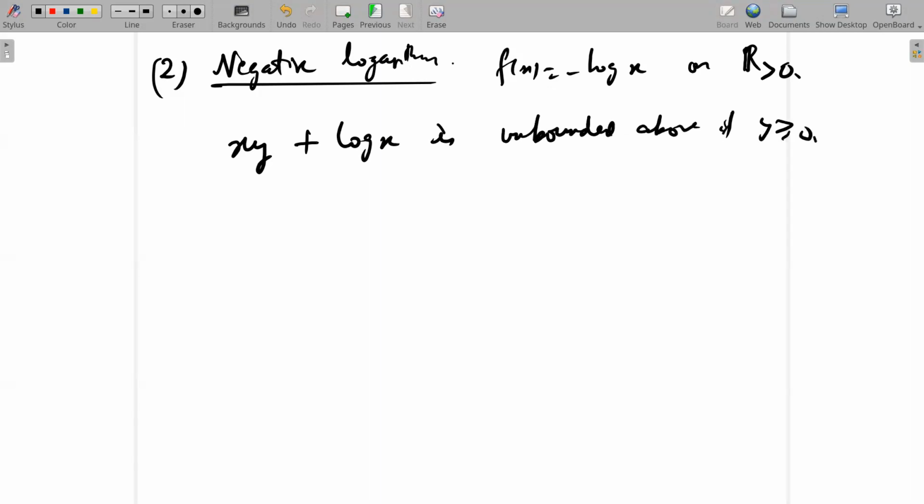if y is bigger than or equal to 0, because a linear function will always dominate the logarithm eventually. Logarithm grows very, very slowly. In fact, the derivative is 1 over x, which is the slope, which goes to 0 as x goes to infinity. But the derivative of yx will be y.